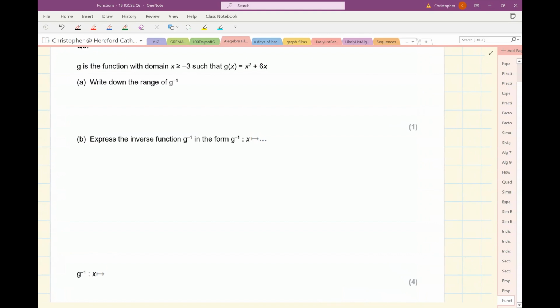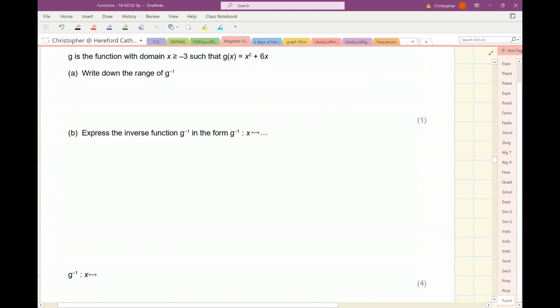G is the function with that domain. Remember, that means that whatever goes into G must be greater than or equal to minus 3. And then you're told what g of x is. Write down the range of the inverse function. This is a bit of a trick question, really, because they're saying to you that what goes into G must be minus 3 or more.